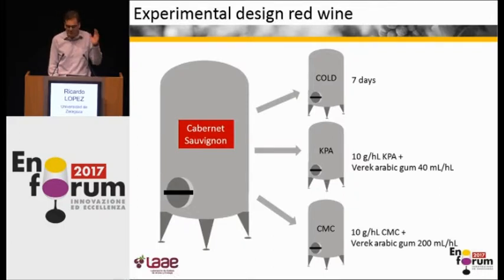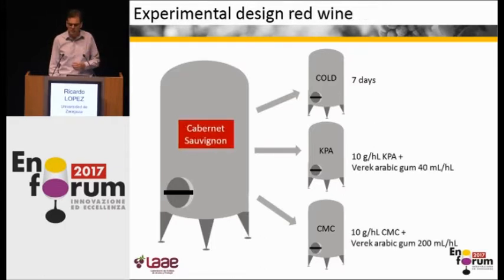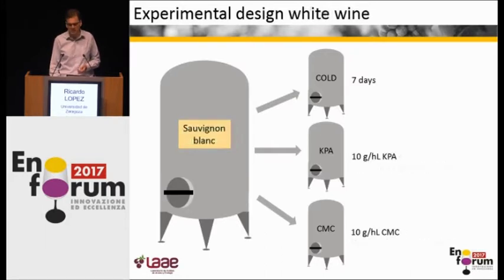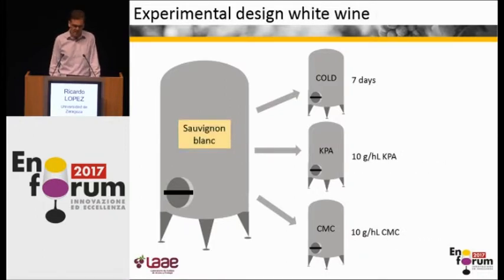Okay, the experimental setup: we divided a Cabernet Sauvignon wine into 3 batches. One batch was subjected to 7 days of cold stabilization, the classic cold stabilization. Another one was treated with 10 grams per hectoliter of potassium polyaspartate and 40 milliliters of Arabic gum. And the third batch was treated with CNC and 200 milliliters per hectoliter of Arabic gum. The same setup was used for the Sauvignon Blanc, but in this case without the Arabic gum.